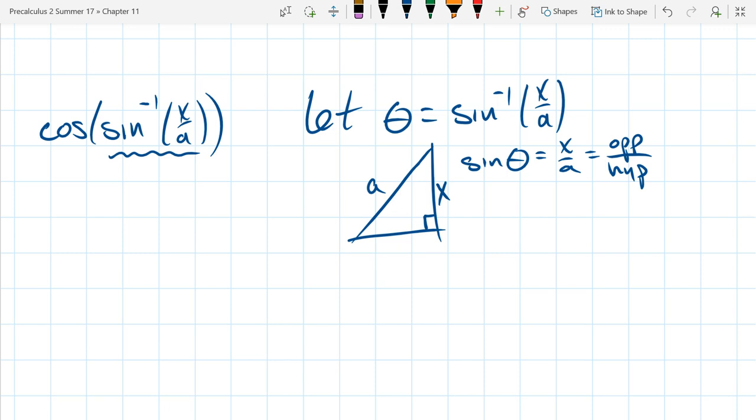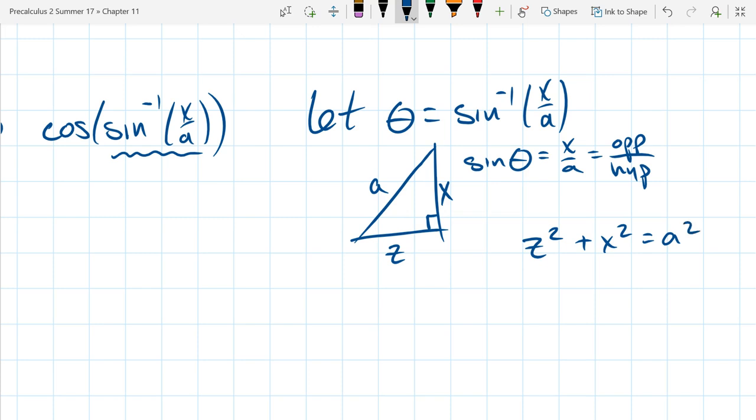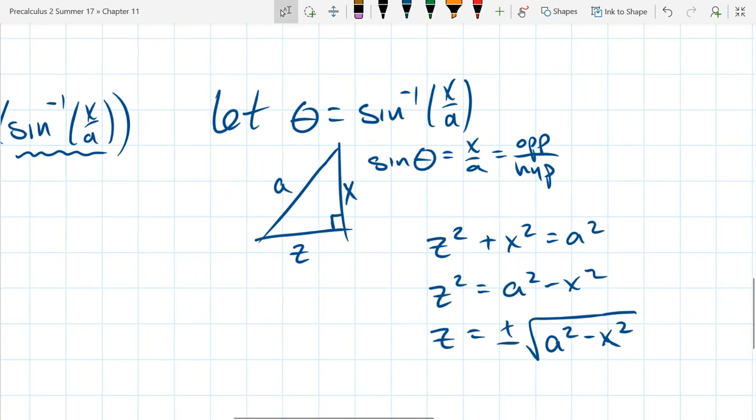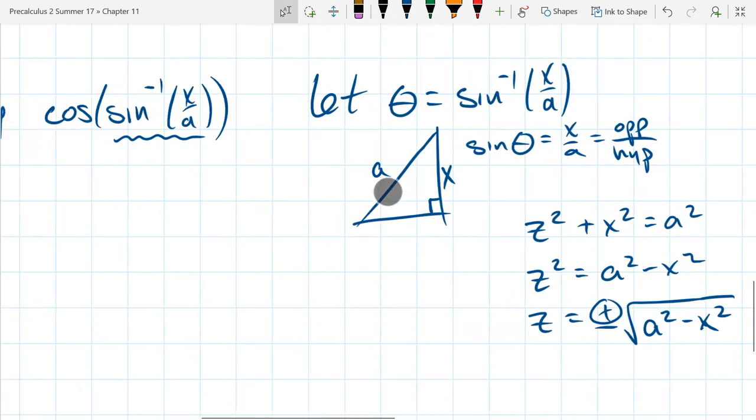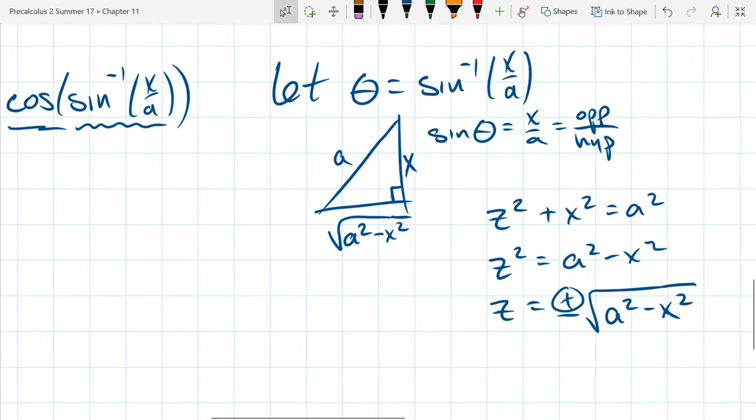I don't use the letter y. Let's go with z, that works. So z squared plus x squared equals a squared. And we want to know what is z, so z squared is a squared minus x squared, z equals plus or minus square root of a squared minus x squared. Anytime there's an inverse trig function, you just choose the positive one. Whenever you're doing this simplification, whenever it's trig of trig inverse, you're going to pick the positive square root of a squared minus x squared.